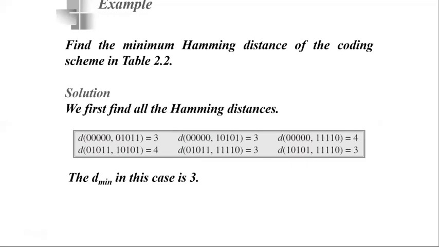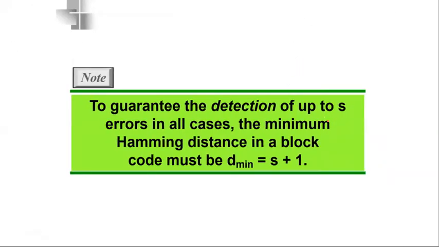Okay. So now, to guarantee the detection of up to S errors in all cases, the minimum Hamming distance in a block code must be dmin equal to S plus 1. Now, what does this mean? Whenever we are detecting errors, the distance should be S plus 1. Suppose we want to detect up to 3 errors, then the Hamming distance in the block code must be 3 plus 1, 4. That is, the minimum Hamming distance must be 4. Then in that case, we can detect up to 3 errors.